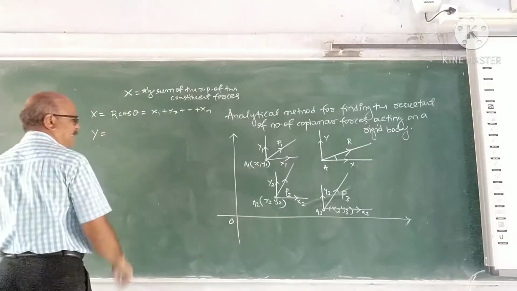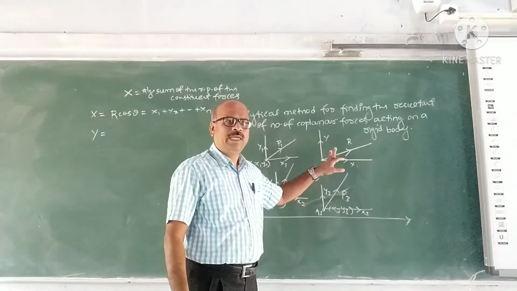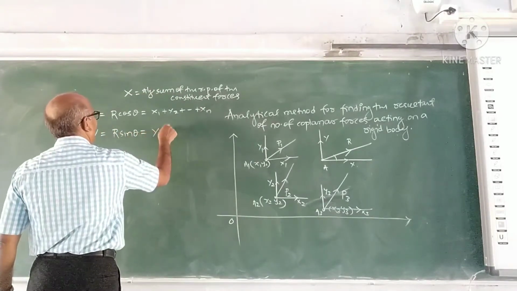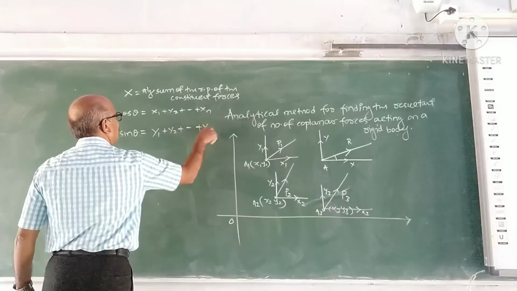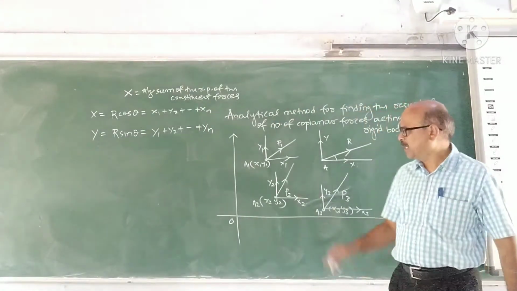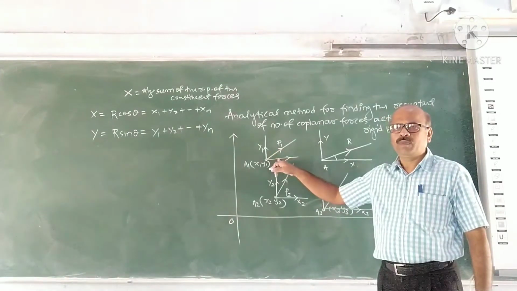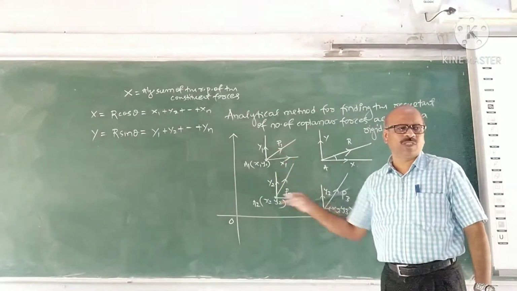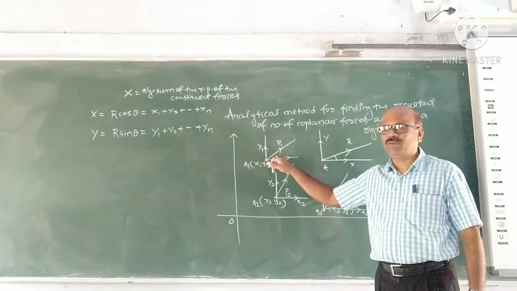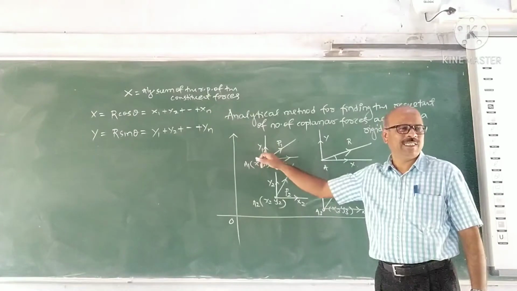Similarly, what is Y? Resolved part of the resultant perpendicular to x axis, and Y is R sin theta. It is y1 plus y2 and so on, yn. We have to find out what is x1, y1 and so on. They are the resolved parts of the component forces. How to get x1? For that you require the angle made by P1 with the positive x-axis. Then you can write x1 as well as y1. Suppose it is theta 1. Then x1 is P1 cos theta 1 and y1 is P1 sin theta 1.